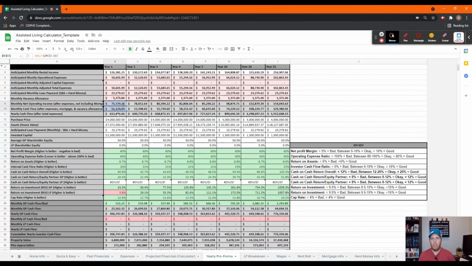And then this is going to be your yearly cash flow after all of those expenses. So these are monthly numbers. This is an annual number. It's just taking that number right there, multiplying it by 12. Okay. And then these project out into future years as well.